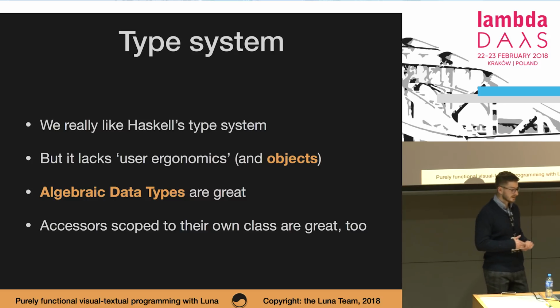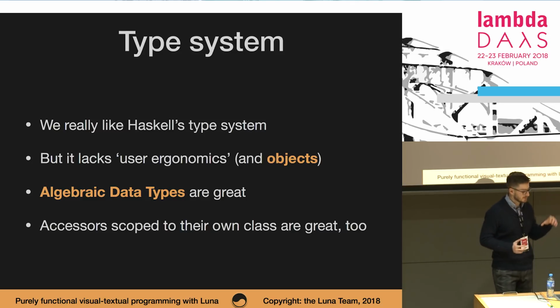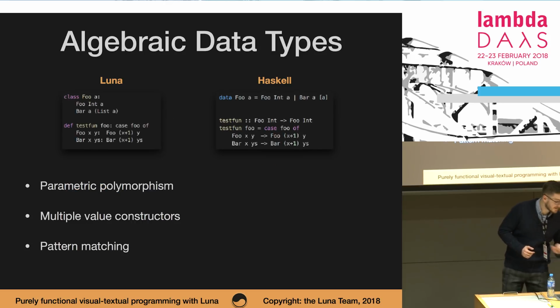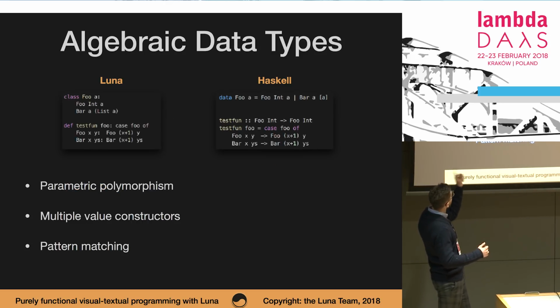But we also think that you need to have the accessors scoped to their own class. And what I mean by that is on this slide. So here you have a simple implementation of a data type that has two constructors. And this is the algebraic data type I was talking about. On the left, you have the implementation in Luna. On the right, you have the implementation in Haskell.